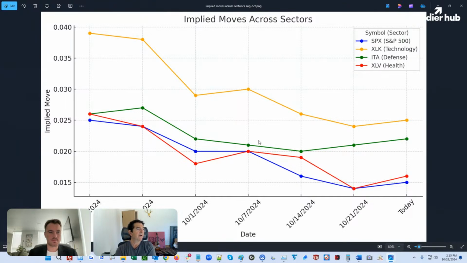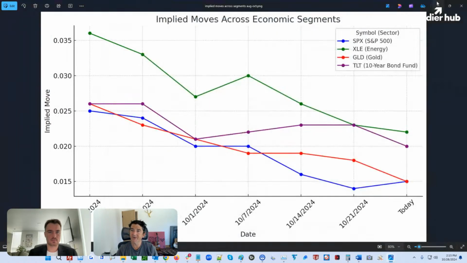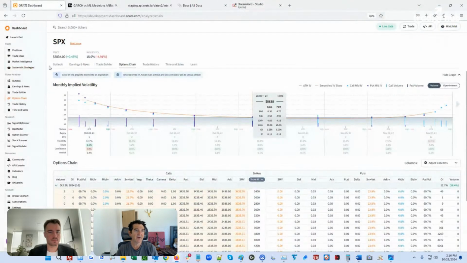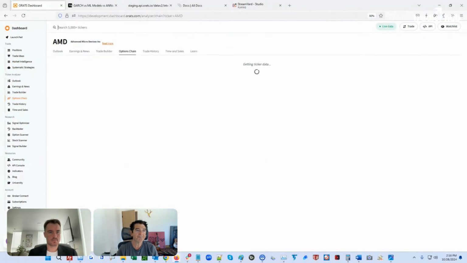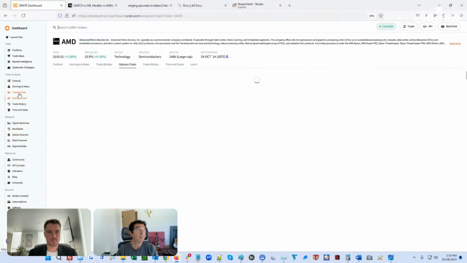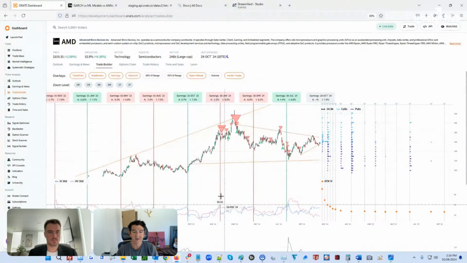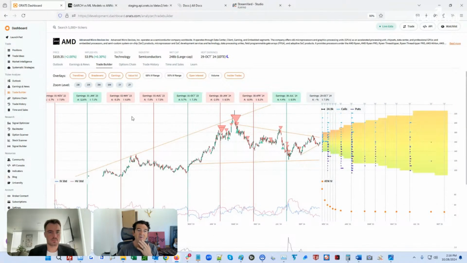Well, I'd like to point out something that you said. You said implied volatility rises, and that's true. You said that correctly, that implied volatility tends to rise as we go into an earnings. Let's look at AMD, which we saw before, and let's look at the trade builder. What you're saying, and I agree with, is these vertical lines. Every earnings is here. The earnings in red is when the stock is down, and the earnings in green when they're up.